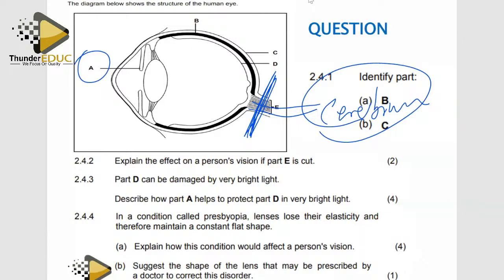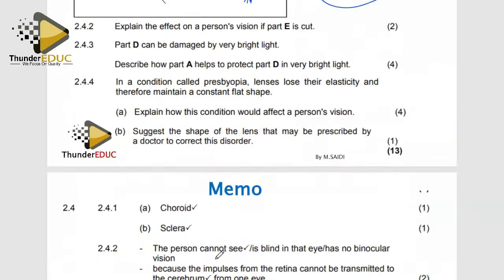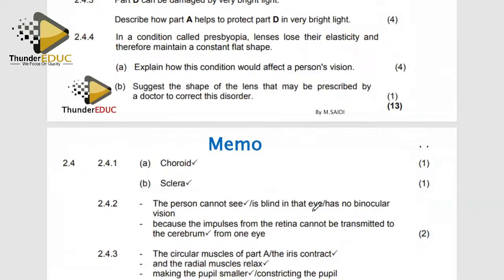Yeah, so basically here, guys, thank you. We want to see that the impulse will not be sent. Where? Which part of the brain? We need to see that part of the brain. You understand? Don't just say it will not be sent to the brain. They'll ask you which part of the brain, and what will be the effect on the person's vision, meaning that the person will not be able to see. The person cannot see, meaning that the person will be blind and has no vision.